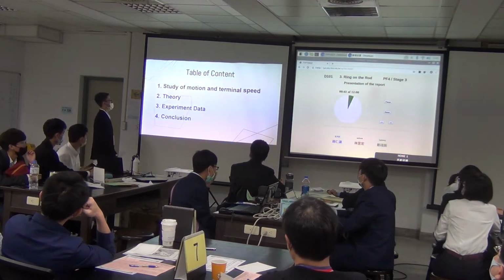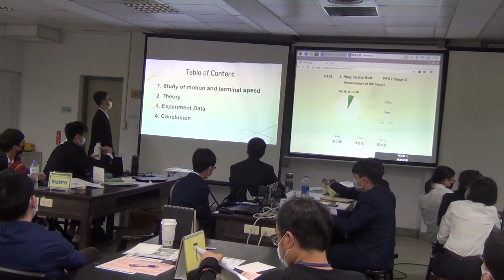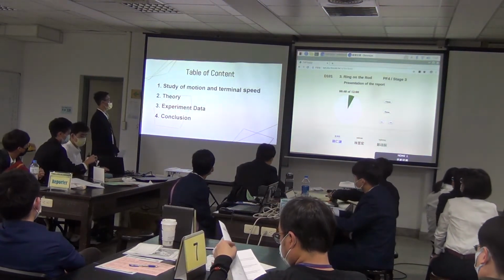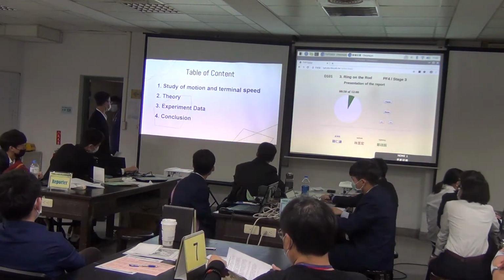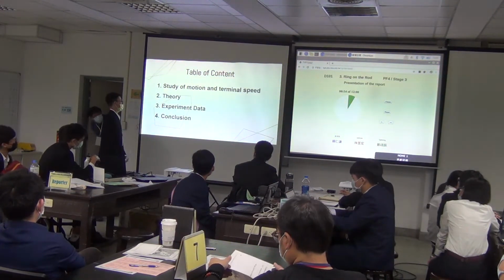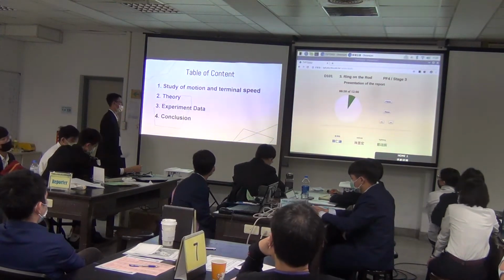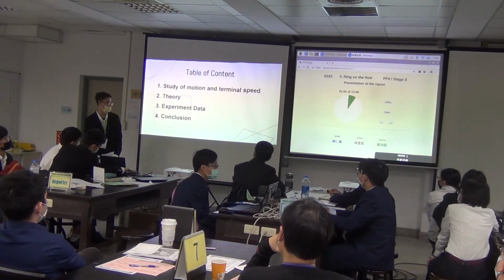Here's the table of contents. First, we're going to talk about the study of motion and the terminal speed. Second, we're talking about the theory, and this includes the analysis of the variables. Three, we are going to talk about our experiment data. Four, we're going to conclude the whole report.